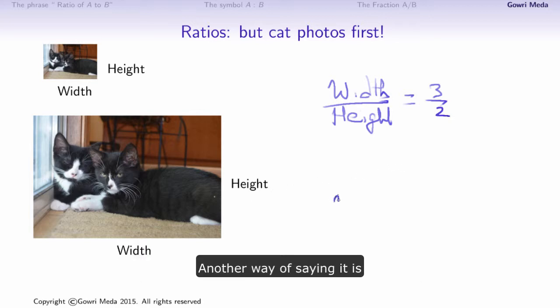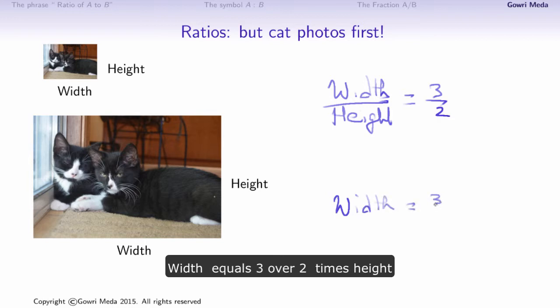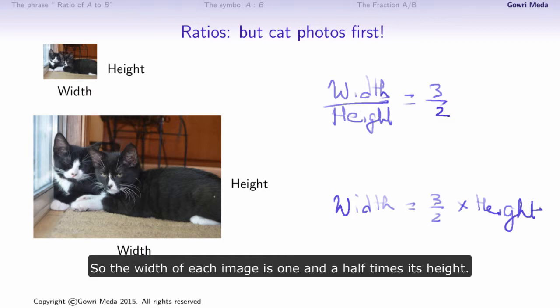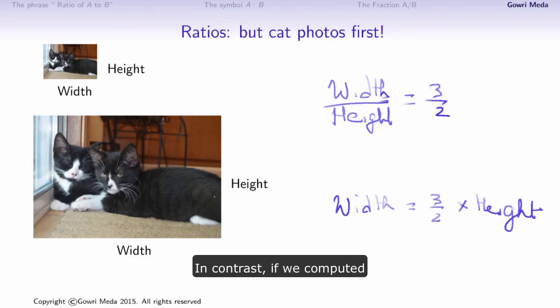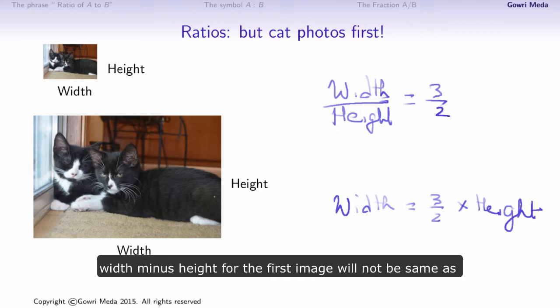Another way of saying it is width equals 3/2 times height. So the width of each image is 1.5 times the height. In contrast, if we computed the quantity width minus height, then that width minus height for the first image will not be the same as the width minus height computed for the second image.